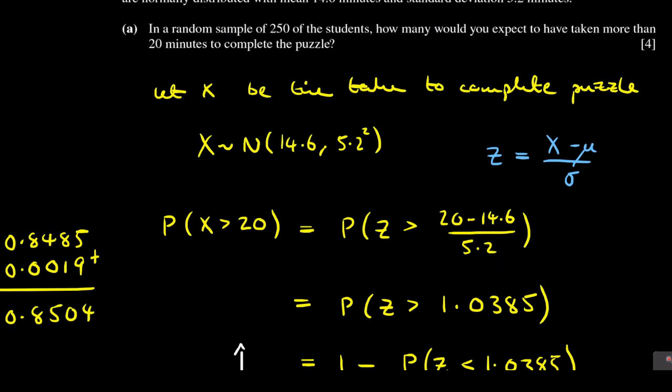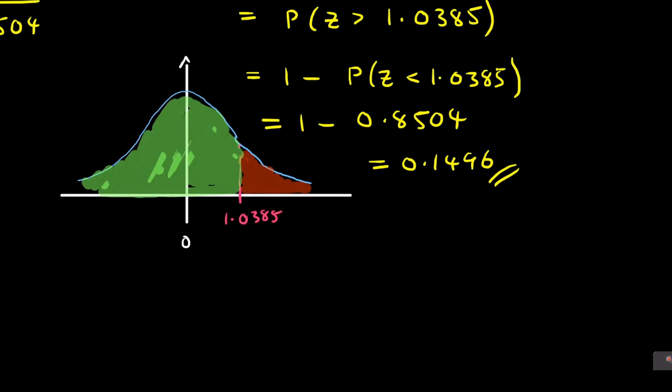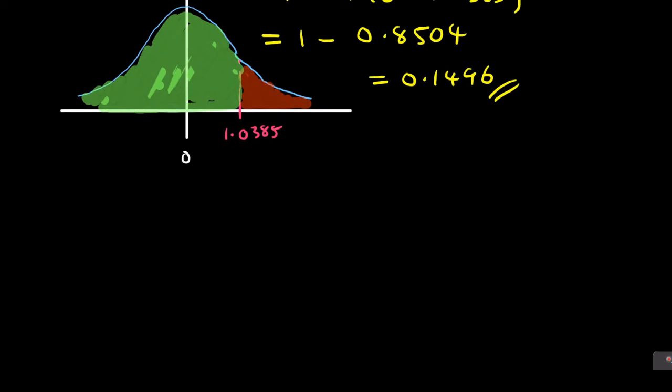But we weren't asked to do that, remember? The actual question is, how many out of the 250 would I expect to have taken more than 20 minutes? So what I've got to do is take that probability and times it by 250. So 250 students times the probability that each student takes more than 20 minutes. If I do that, what I'm going to get is 37.4. And of course, can you have 37.4 students? Is that a possible thing? The answer to that is no. So we need to round this.